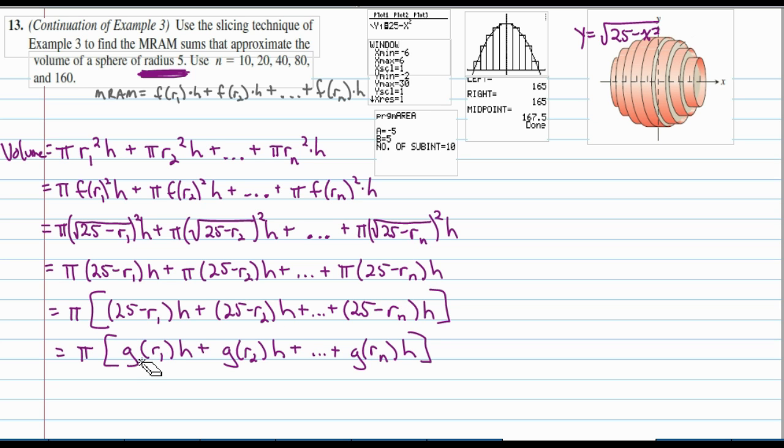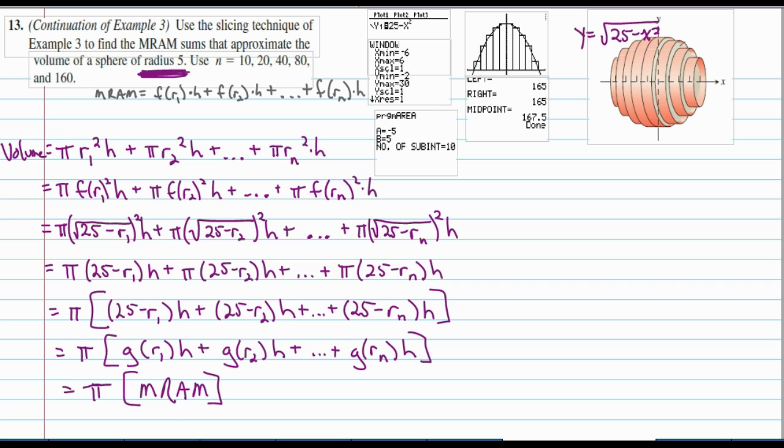So then after I've squared it, I've got this g of r sub 1, g of r sub 2, g of r sub 3, etc., all the way to g of r sub n, which doesn't have to use the square root anymore because the square canceled out the square root from the equation in the function that created the sphere.